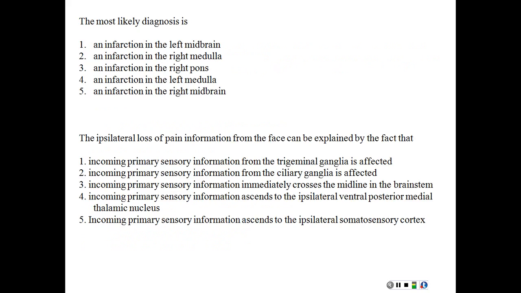The ipsilateral loss of pain information from the face can be best explained by, again, we know that the incoming primary information is from trigeminal, and it clearly is not getting into the brainstem. It's getting stopped because there's a loss of blood supply. So pain from the ipsilateral face has nothing to do with crossing the midline, has nothing to do with the ipsilateral ventral posterior medial, and really has nothing to do with the cortex itself. We're talking about that primary sensory information not getting into the brainstem.